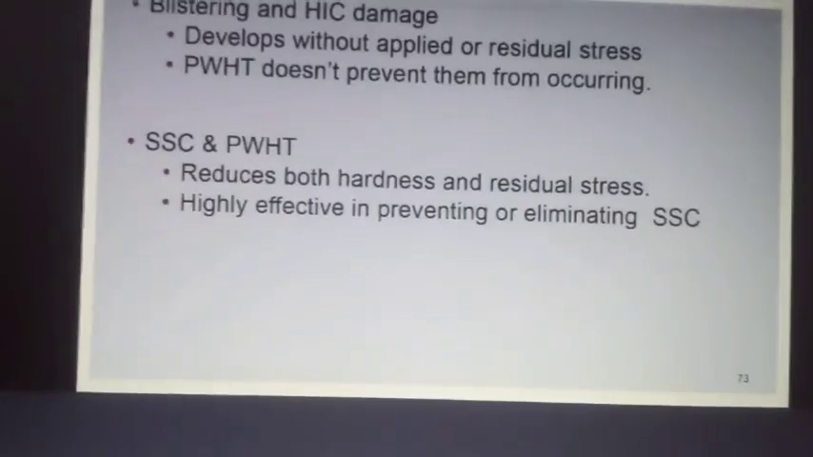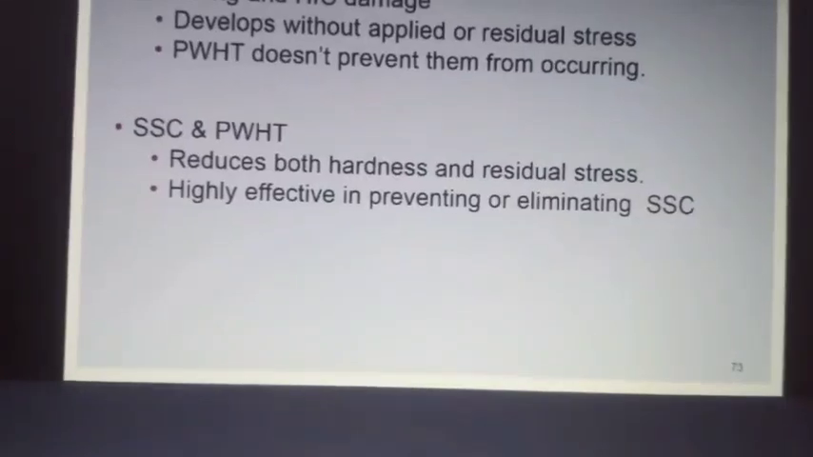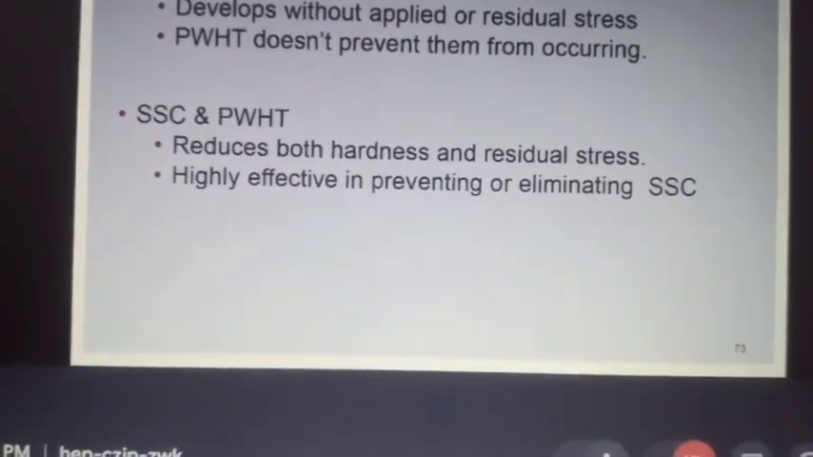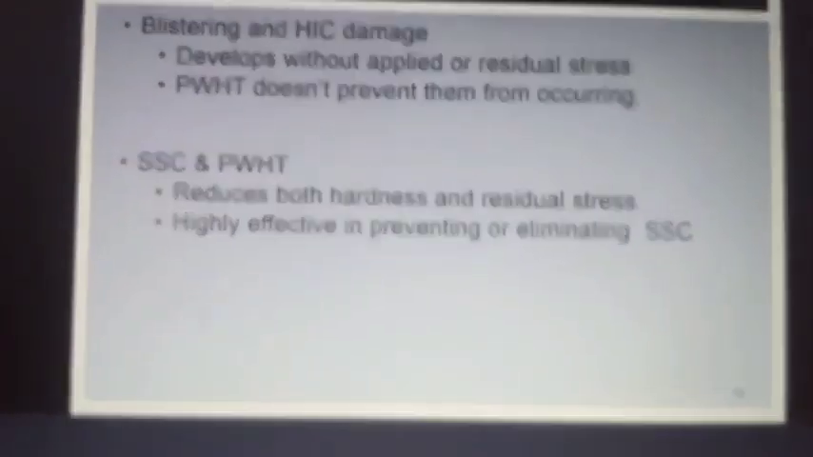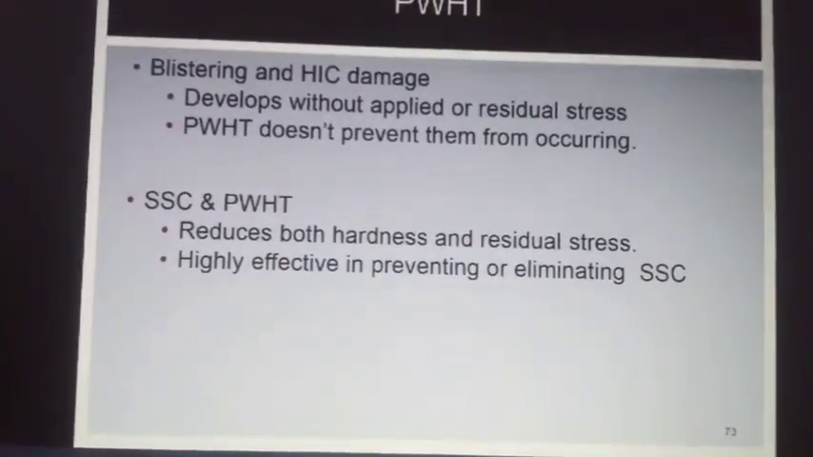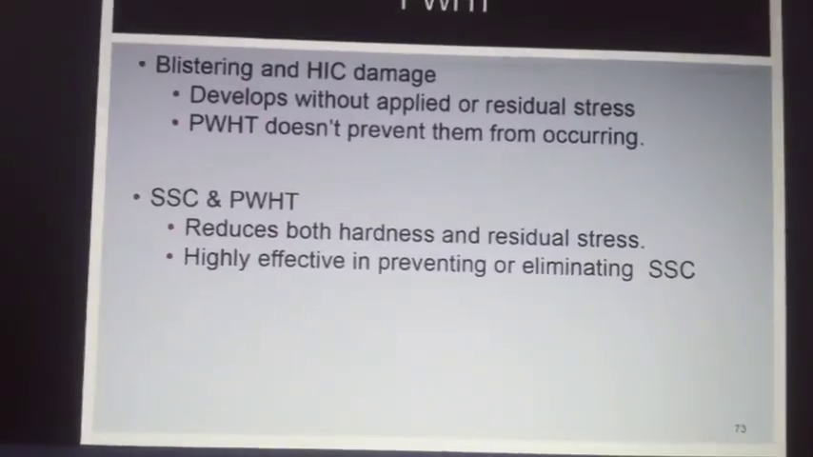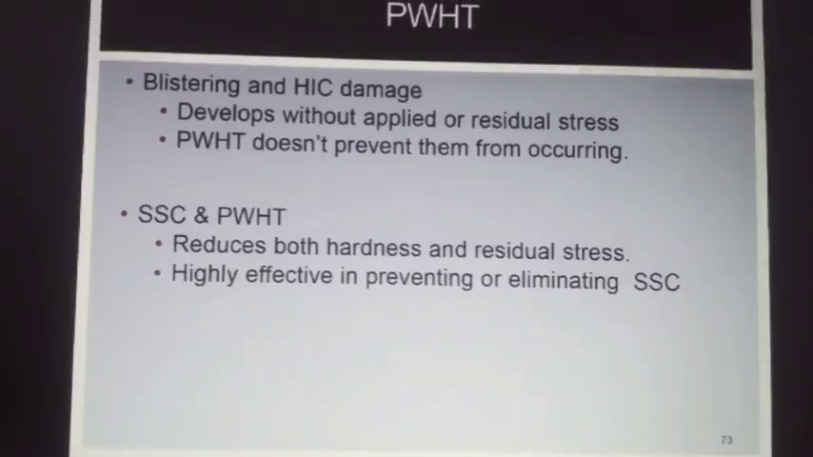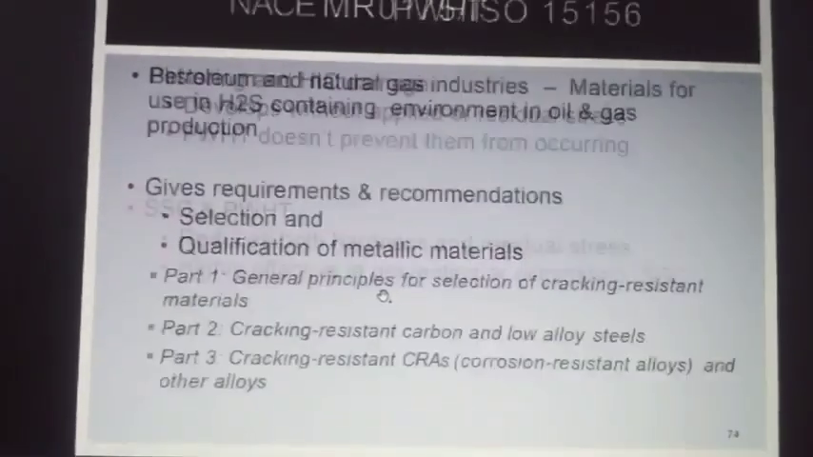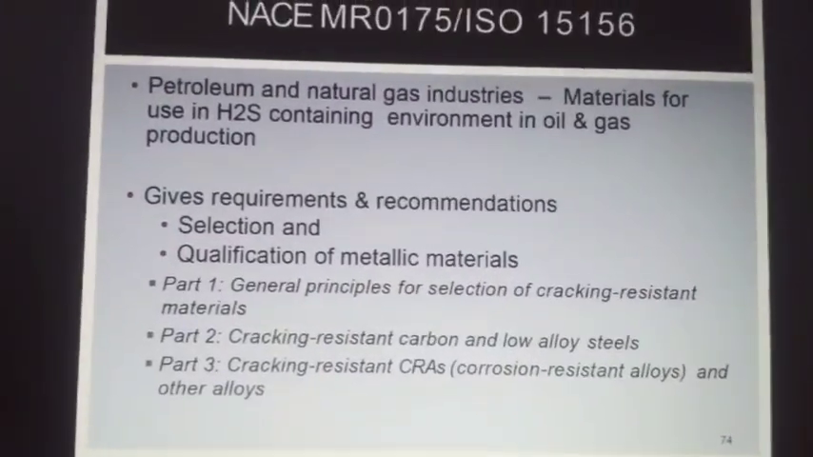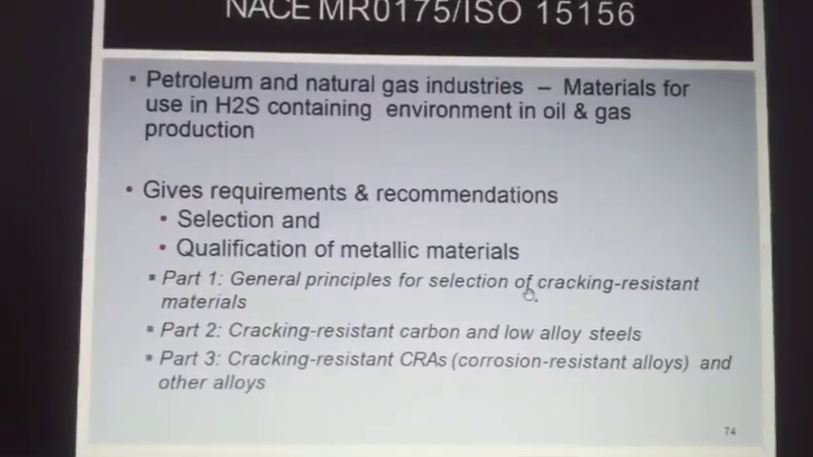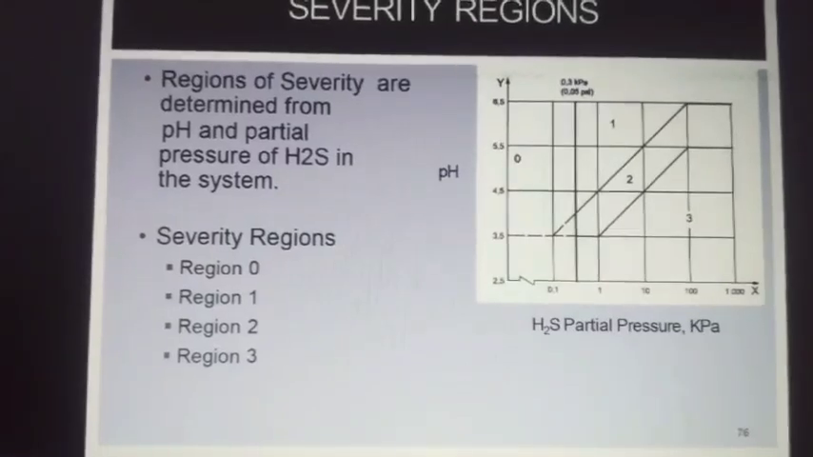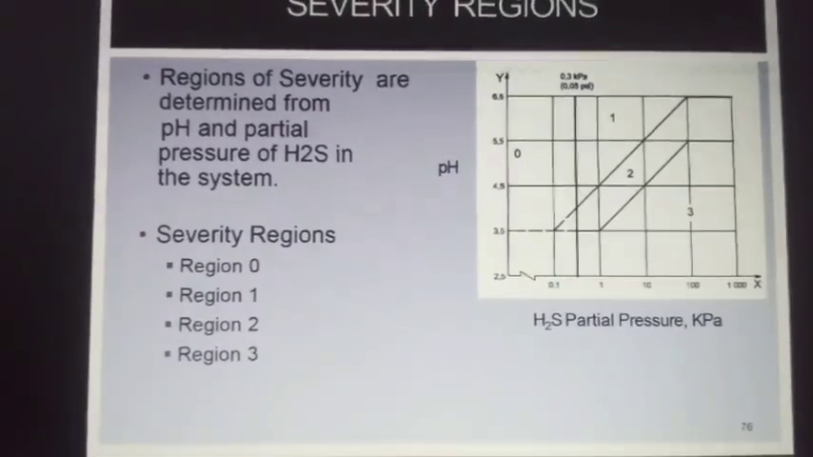So the main difference between SSC and HIC is that HIC will happen irrespective of PWHT or not, because it is not dependent on residual stress. PWHT does not prevent it from occurring. Whereas SSC is stress dependent, and PWHT reduces both hardness and residual stress, so it is highly effective in preventing or eliminating SSC. That's why you need a NACE WPS with hardness control, or a WPS with PWHT controlling hardness, for low alloy steel. That's the main reason.